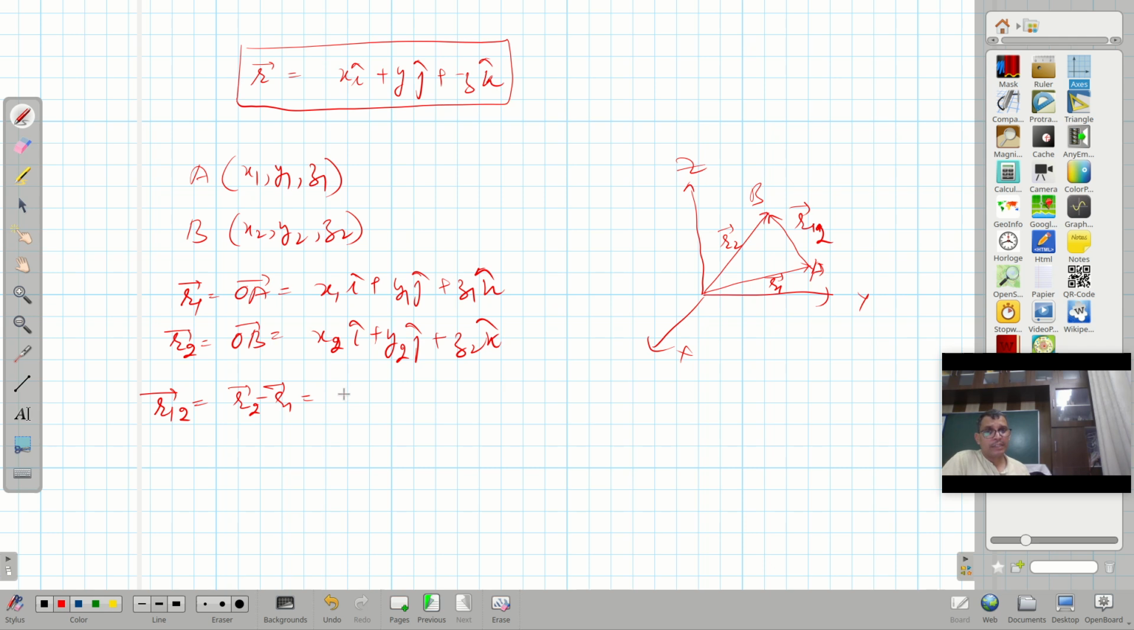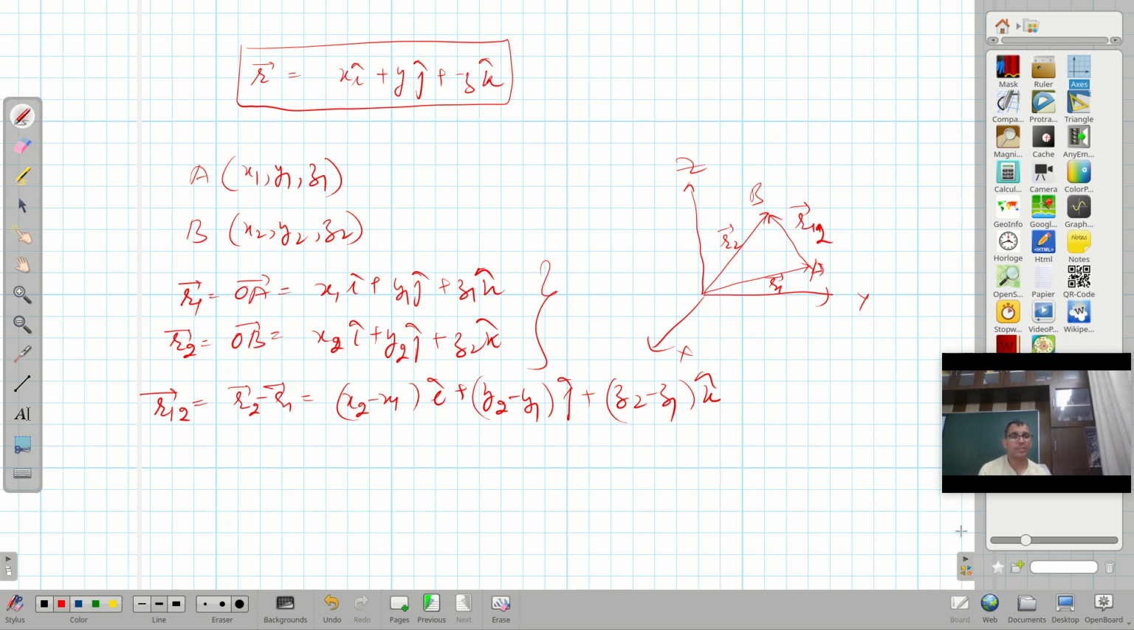Similarly, if we do a little algebra, the i components can be subtracted or added from the i, the j from the j and the k from the k. So it is represented by (x2 minus x1) i cap, (y2 minus y1) j cap and (z2 minus z1) k cap. This is the way the position vector is represented in three-dimensional space, and also the displacement vector is represented in three-dimensional space.